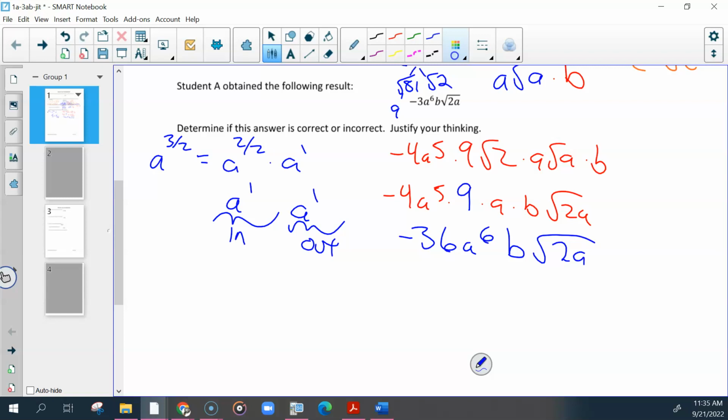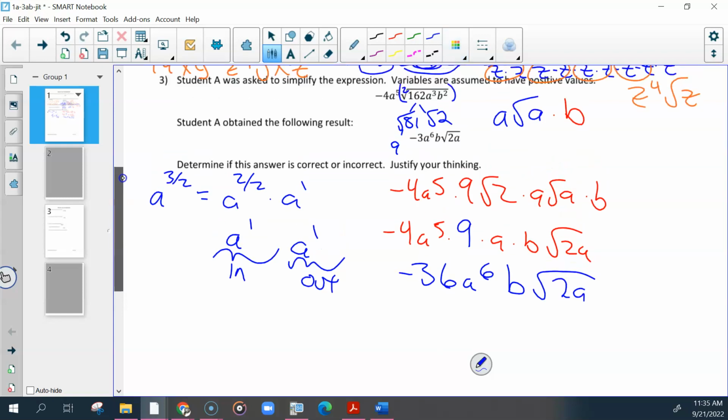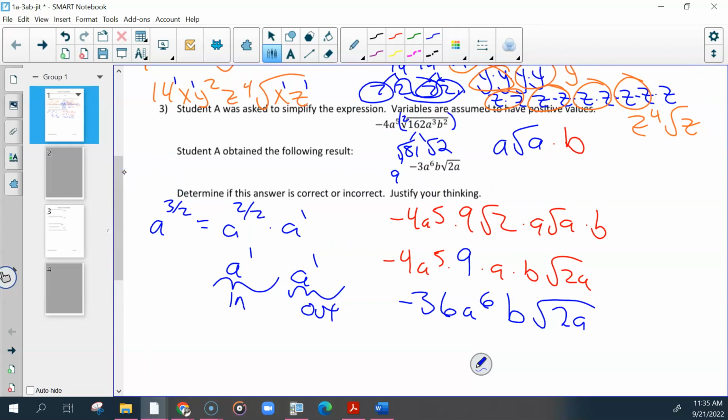So the person was close. I think they forgot to multiply negative 4 out front, and whatever they simplified by got the 3 instead of 9. So something they did was off there. Questions on that one?